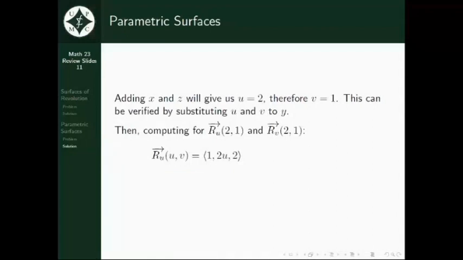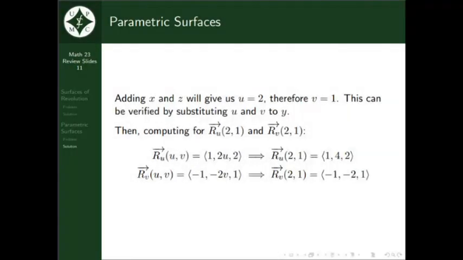For the partial derivative of r with respect to u, we get (1, 2u, 2). Substituting the values of u and v, we get the partial derivative of r with respect to u is equal to (1, 4, 2). Then, computing for the partial derivative with respect to v, by the same process, we get (-1, -2, 1).